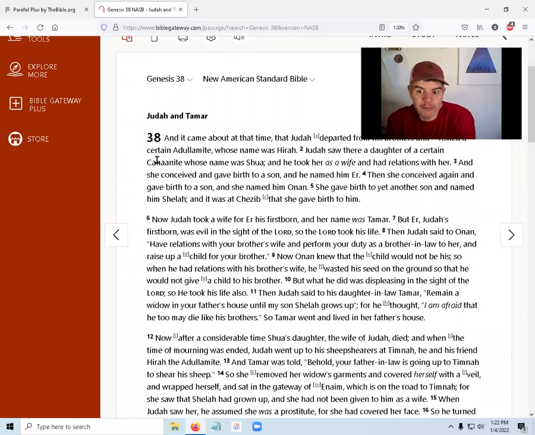Hopefully the Canaanite woman became an Israelite, and he wasn't just going after foreign women with foreign religions, where then his sons would take on the practices of not God, but some other god. Hopefully that didn't happen, but that's not what we're talking about.